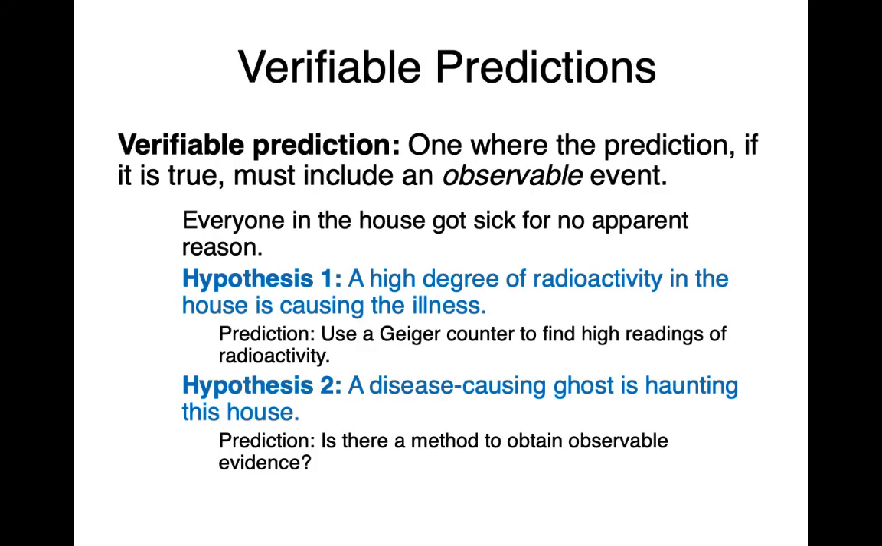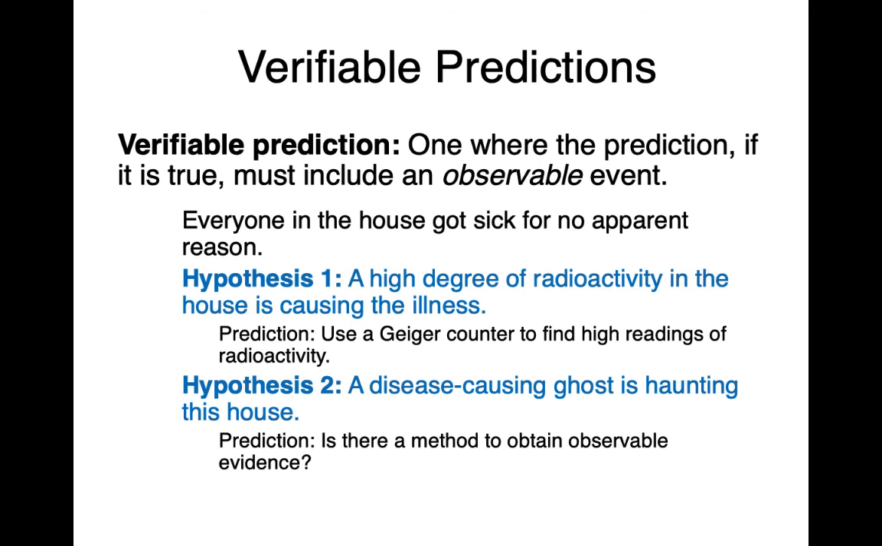So what is a verifiable prediction? This is one where the prediction, if it is true, must include an observable event. It's going to predict something you're going to see for sure. And if you do, that is a confirmation that is going to constitute evidence that is consistent with, we say, supports the hypothesis. It isn't conclusive proof, but it's good. You don't want to not see that prediction, because if you don't, you've got to reject the hypothesis.